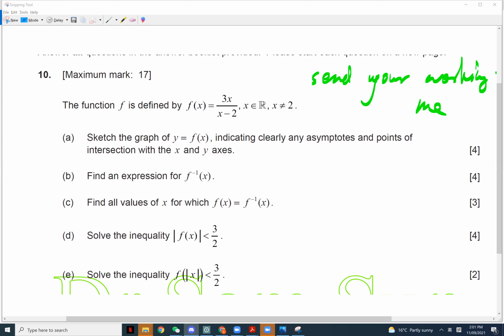That's the stuff. Function, mix some algebra idea on graph. Sketch graph is both higher level and the standard level. Sketching graph part.